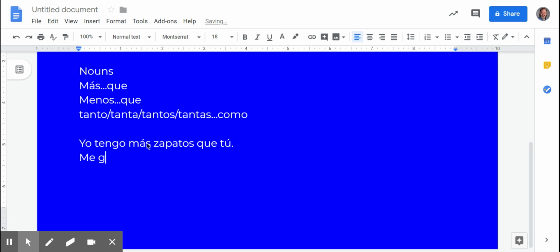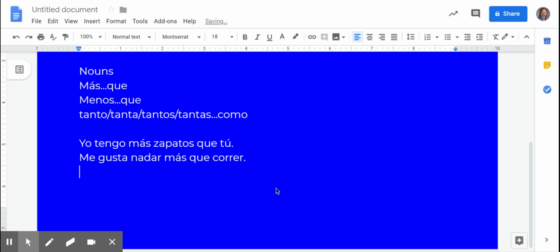You could use verbs here. Me gusta nadar más que correr. I like to swim, nadar, I like to swim more than running, to run. So you can put them back to back like that and say more than, you know, I like to do this more than that. And that's perfectly fine in Spanish, just like you do in English.